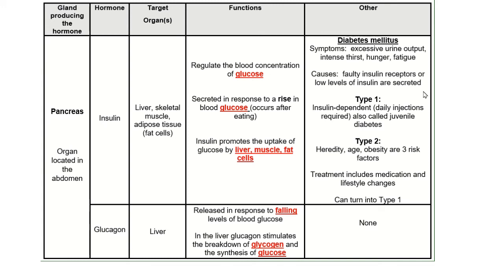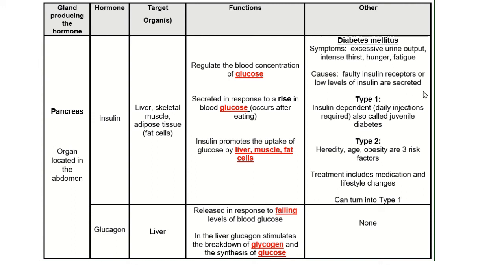So type 1, which used to be called juvenile diabetes, is something called insulin dependent. If you have type 1 diabetes, you would need to check your blood sugar levels throughout the day, and then potentially, whether you have a pump or you have injections, you would inject insulin at the proper amounts.